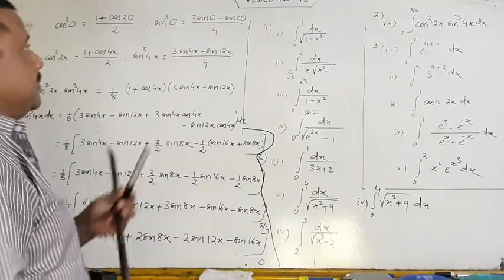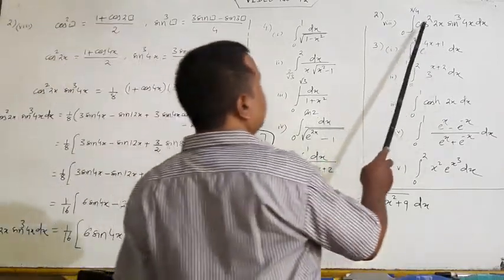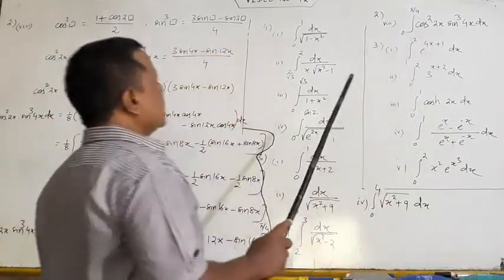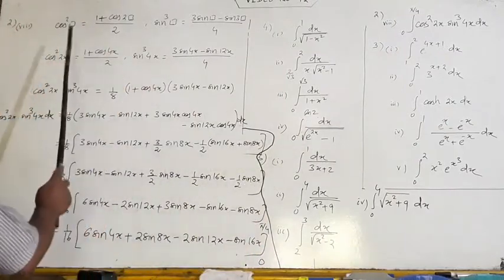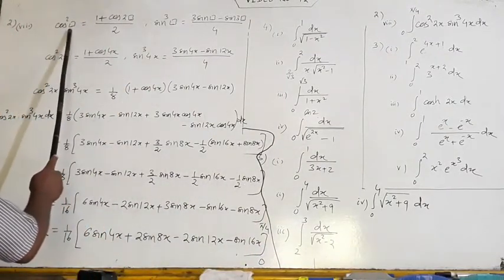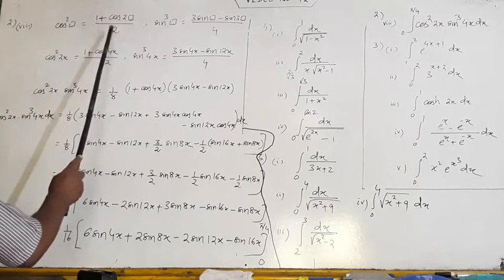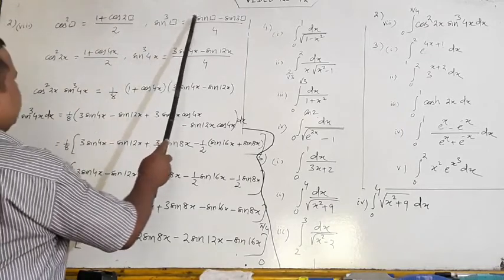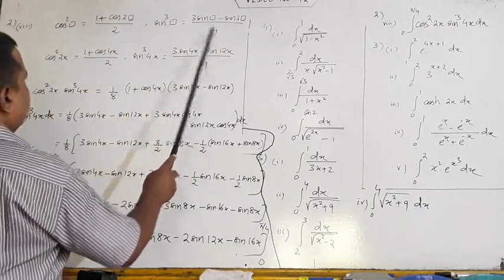Look at the first problem. This is a very important problem from your exam point of view. What is cos square 2x into sin cube 4x? We know cos square x is (1 plus cos 2x) by 2. Sin cube x is (3 sin x minus sin 3x) by 4.